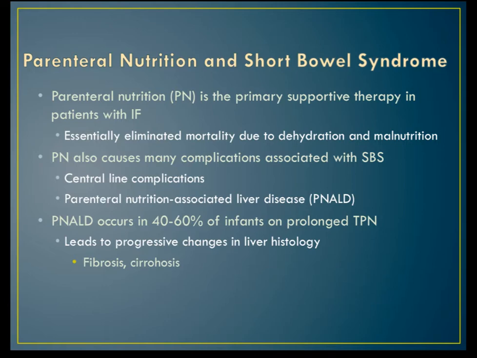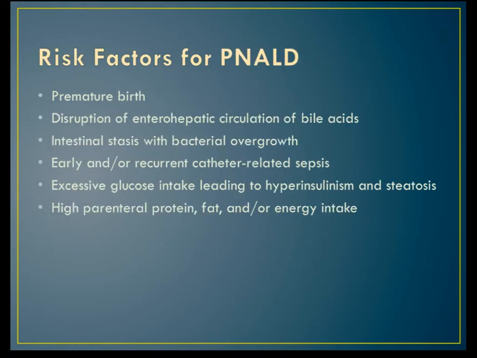So we do see a lot of our complications from short bowel syndrome arise from the parenteral nutrition, but these patients are also dependent on the nutrition in order to stay alive and meet their nutrient goals. Parenteral nutrition-associated liver disease occurs in about 40 to 60% of infants on prolonged TPN, and in these studies, prolonged TPN was 30 days. So for patients that are on parenteral nutrition for life, it's not a matter of if they will develop liver disease, it's just a matter of when. It does cause chronic, progressive, permanent changes in liver histology.